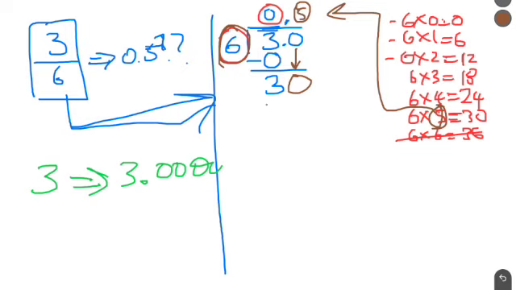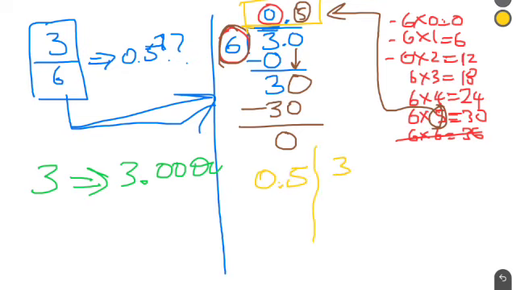6 times 5 is 30. When we subtract it, 0. So our answer for this division problem therefore becomes 0.5. And this is the reason why when we convert a fraction into decimal, 3 over 6 is equal to 0.5. Okay? Let's do another problem.